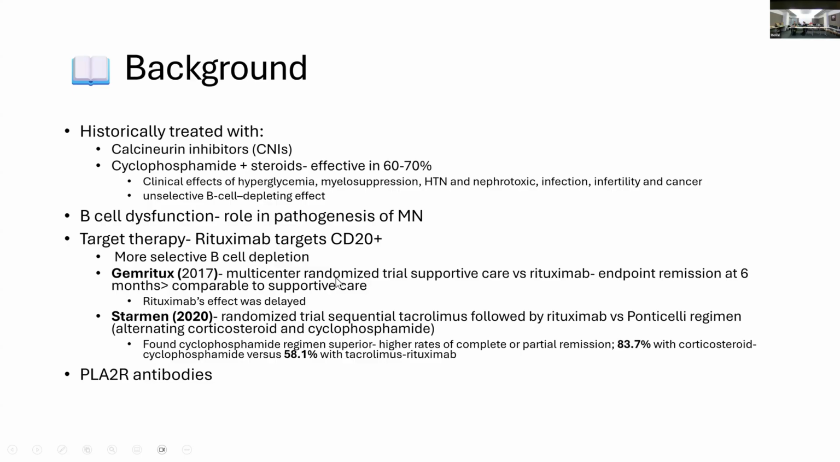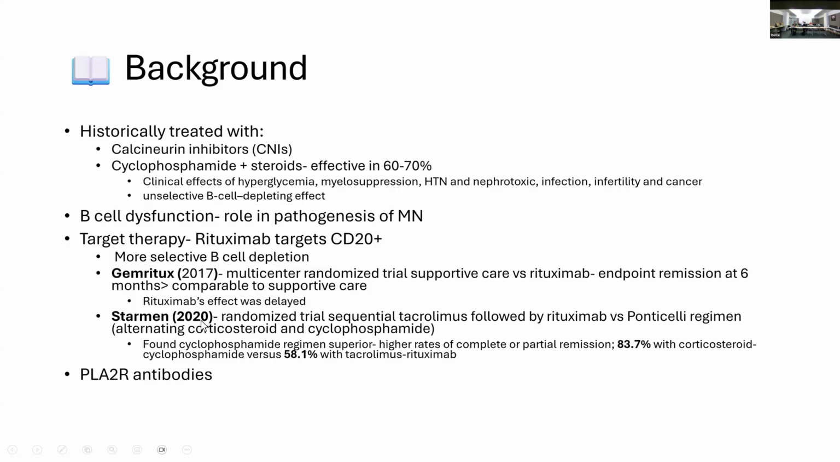It was a multi-center randomized trial, but they only looked at the endpoint of remission at 6 weeks. And we kind of know now that Ritux doesn't really work that quickly. And so in that study, they found it comparable to supportive care. So there really wasn't a positive study.